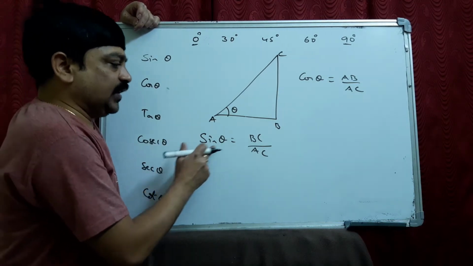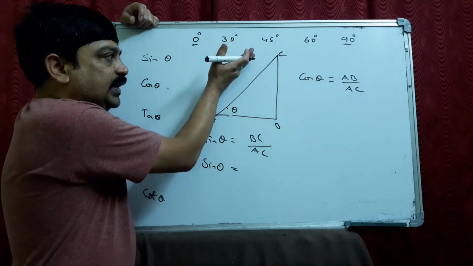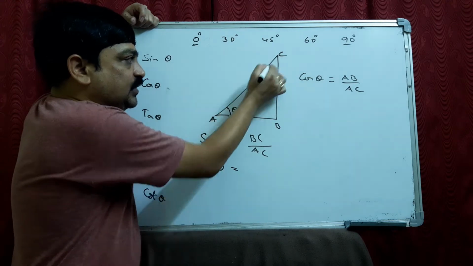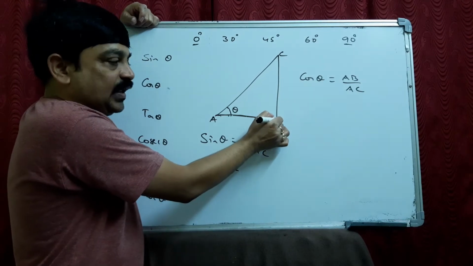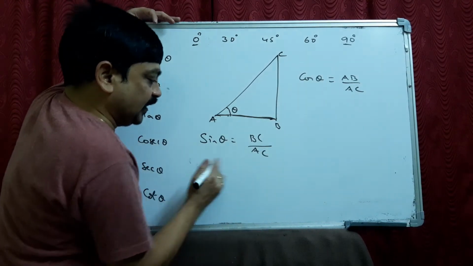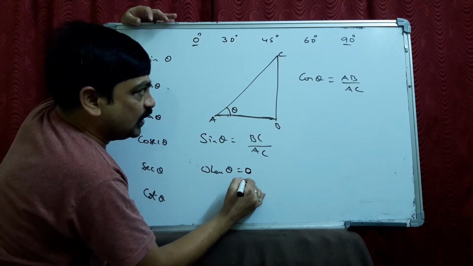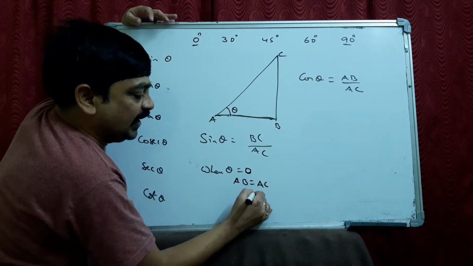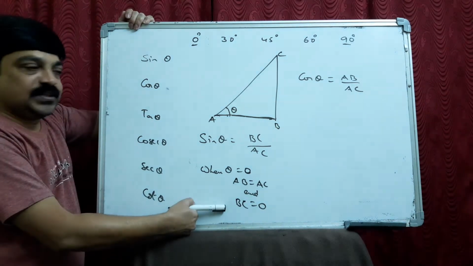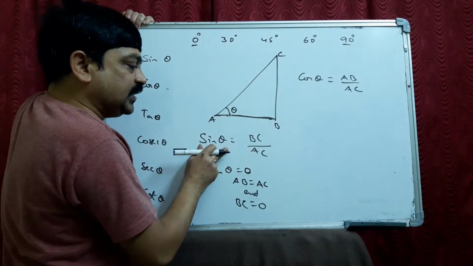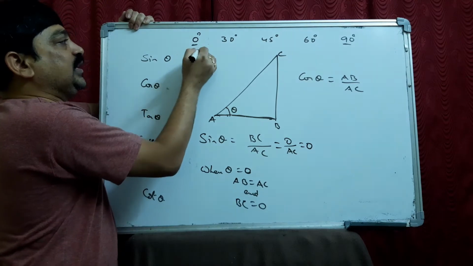See, when theta is 0, what happens? It will come close. That means there will be no angle, so AB will become AC. Agree? I write here, when theta is 0, there will be no angle, so AB will be equal to AC, and BC will be equal to 0. Simple. So sin theta is equal to BC by AC, so 0 by AC, and 0 by anything is 0. So sin 0 is 0.